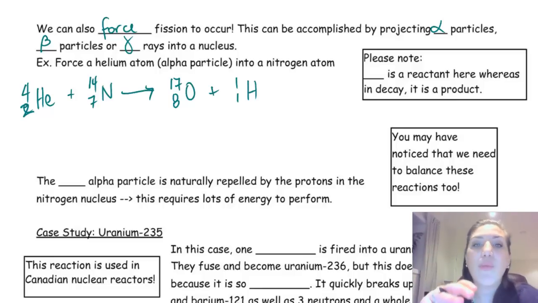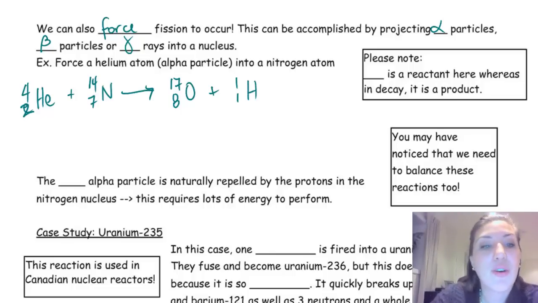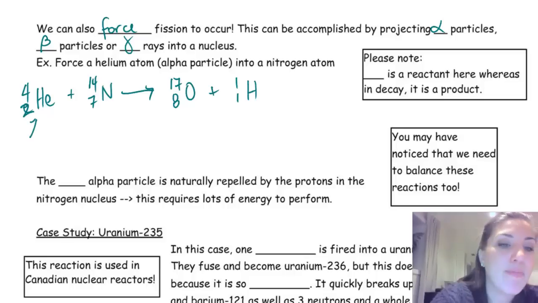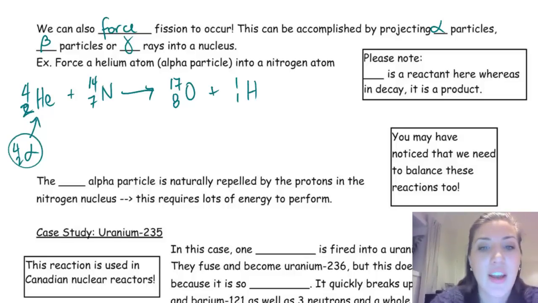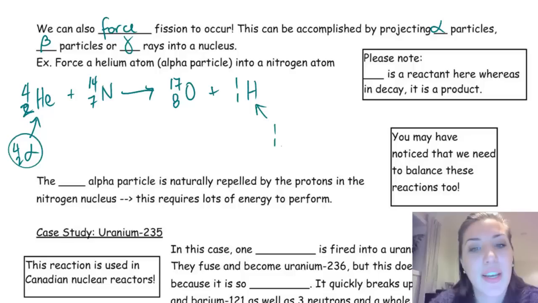As this occurs, we are now shoving that helium atom into the nucleus of the nitrogen. Now we've created oxygen as well as a proton. So here this helium can also be written as the alpha, that's another way of saying it, or this hydrogen can also be written as a proton. That's another way of saying it.